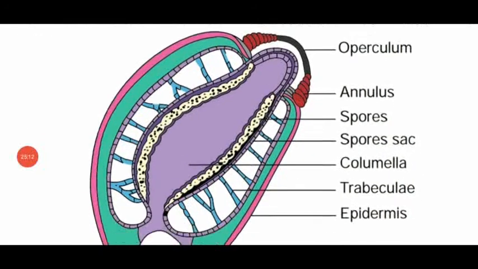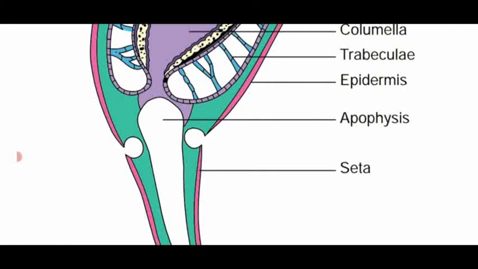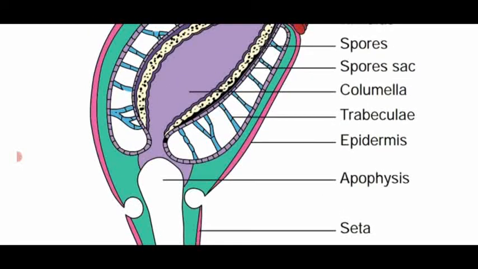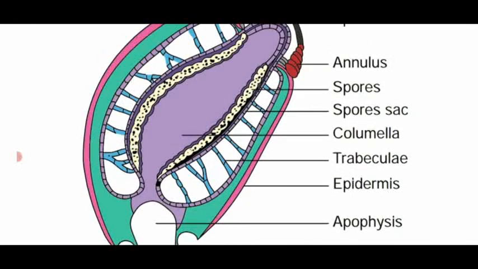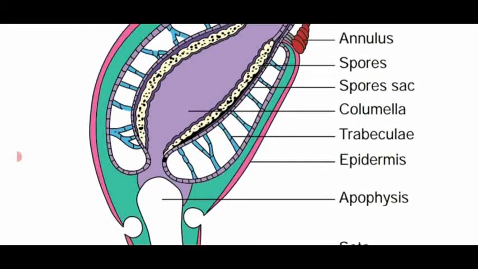Dear students, this is the structure of the capsule. At the base is the foot. Next is the seta. The seta, which is connected to the capsule with the help of a smaller region, is known as the apophysis. This apophysis contains chloroplasts, so they are responsible for photosynthetic function. Then the outermost layer, which consists of minute openings, is known as the epidermis, responsible for gaseous exchange.